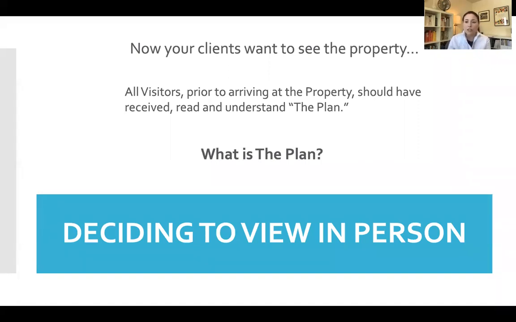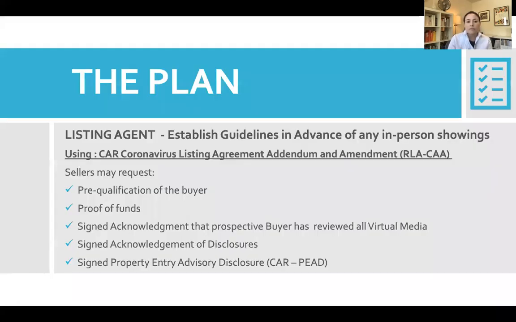So what does the listing agent need to do and think about in light of the new requirements? What we have here is a list of items that are probably prudent for most listing agents to include, and there's actually a listing agreement addendum or amendment, depending on where you're at with your listing agreement, to cover how these showings are actually going to happen, and have seller agreement and listing agent agreement. You set these standards up front with your client as the listing agent.